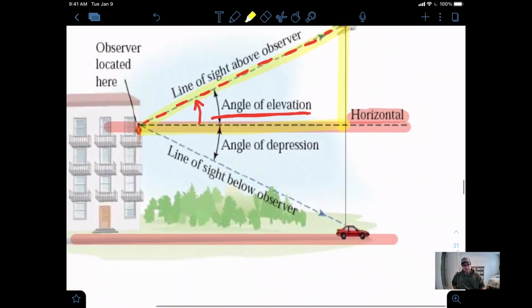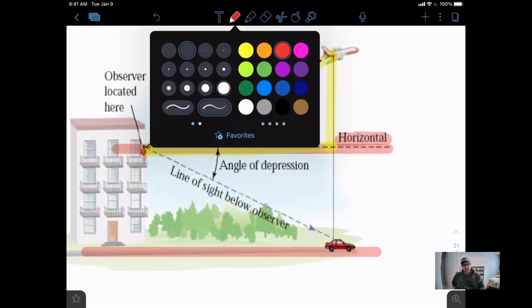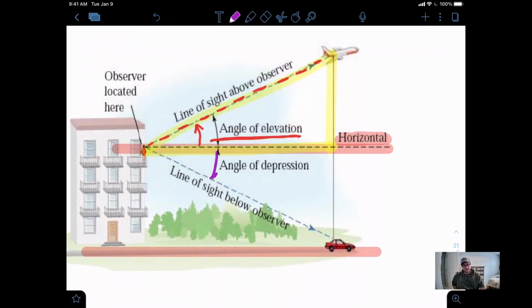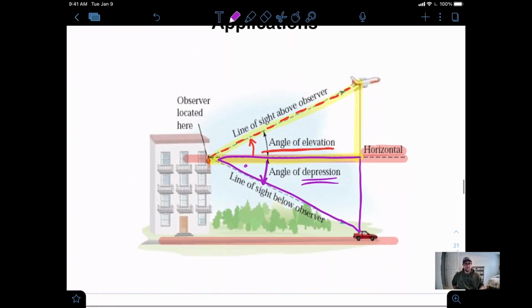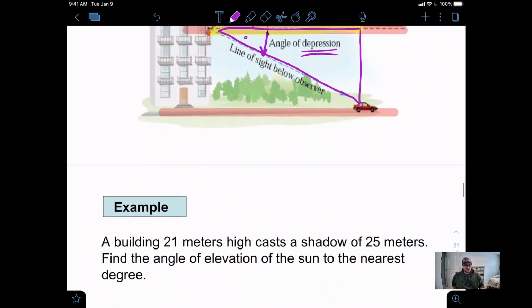The same thing can be true if he notices a car driving by and he decides to tilt his head down. As he tilts his head down, we call the angle that he adjusts his head the angle of depression. And again, we can see that another triangle is formed here. We know a lot about right triangles at this point, where we can use right triangle trig to solve this. So let's take a look at what this looks like in an example.